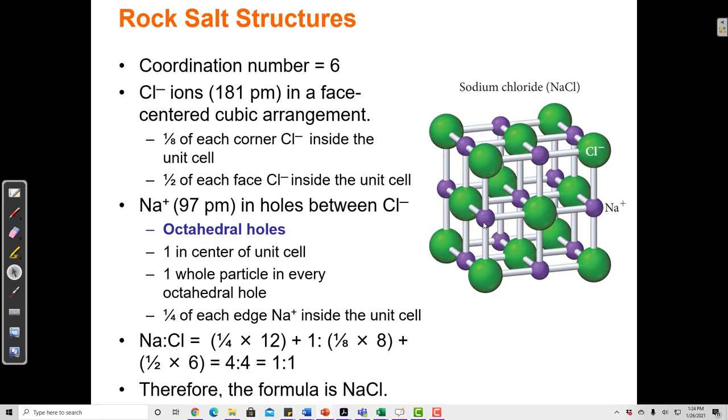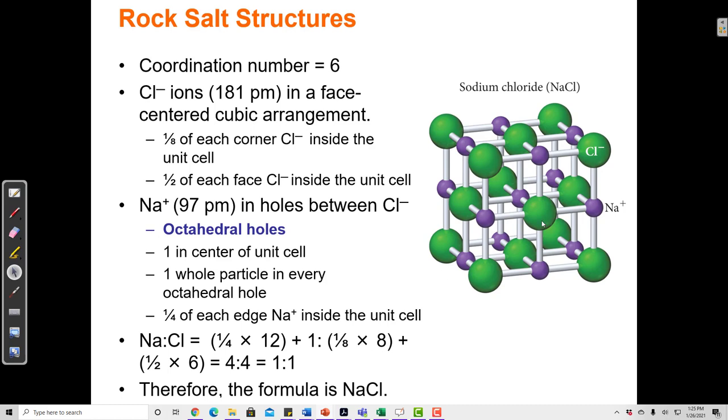So what that means is that I have one sodium in the middle, plus 12 sodium atoms that are kind of at each edge here, and a sodium atom at the edge is 1/4 of a sodium atom. So 1/4 times 12 is 3, plus the one in the middle is 4. So in one unit cell of sodium chloride, there are on average 4 sodium ions.